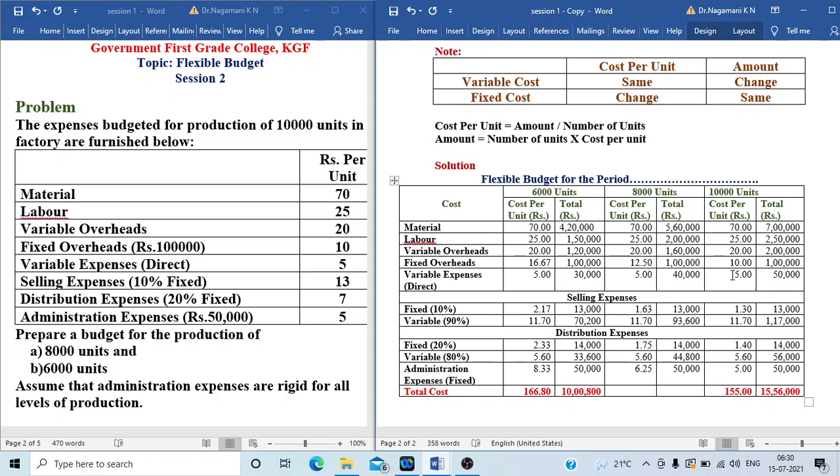Now we should put the total cost per unit for 8,000 units is 159.42. Then amount is 12 lakhs 75,400. Okay, this is the solution.